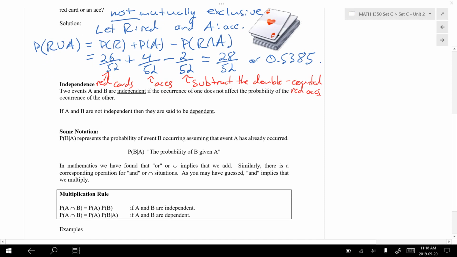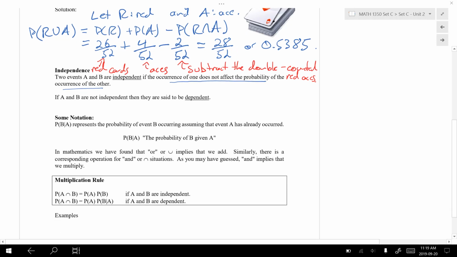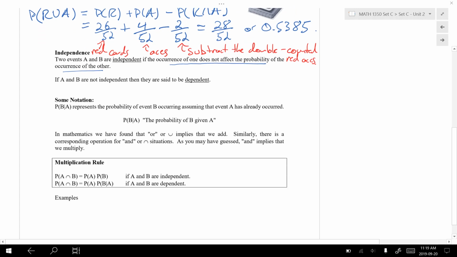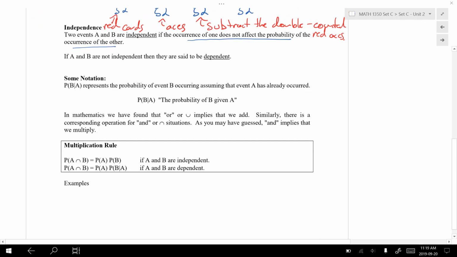We will also throw around these words independent and dependent. Two events A and B are independent if the occurrence of one does not affect the occurrence of the other. If they are not independent, well, then we say they're dependent. It's one or the other. We have a little bit of notation for this. So this bar here, probability of B bar A, that will represent for us the probability of event B occurring, assuming that A has already occurred. So you might say in words, probability of B given A.